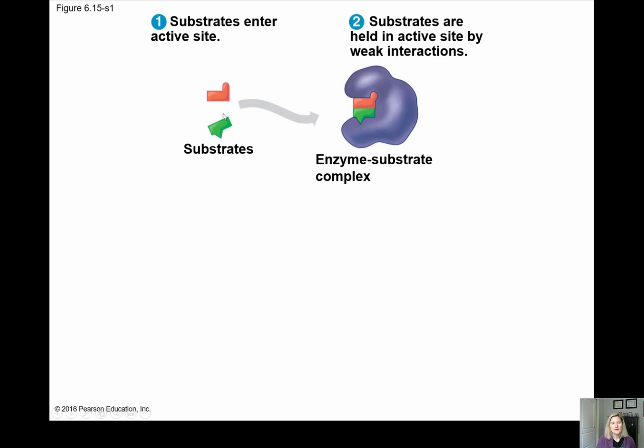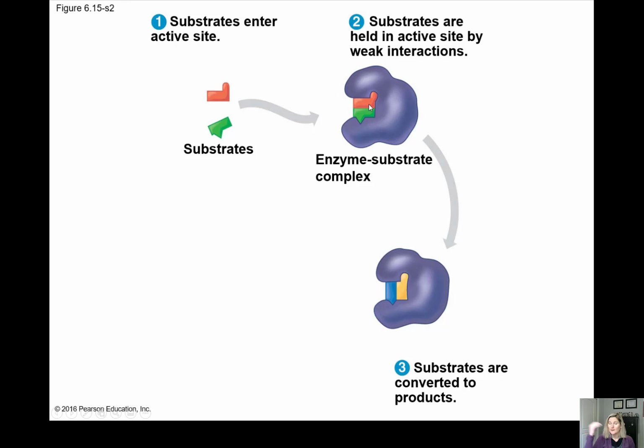So here we have a couple of different substrates, and those substrates fit perfectly in the active site of this particular enzyme, the purple thing. And so these substrates are going to have a weak bond with the protein, and that's going to cause them to be able to react together in this enzyme substrate complex. So this is now lowering the activation energy of the substrates in order for the reaction to occur.